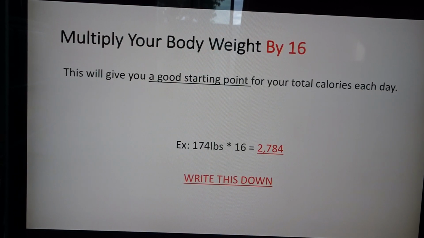Now, you're gonna multiply your body weight by 16. This will give you a good starting point for your total calories each day. So example, I weigh 174 pounds. I multiply it times 16, I get 2,784 calories. Now, I would write that down. All right, let's move on to the next step.